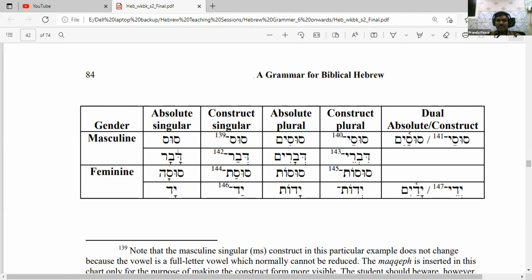Now, what is the plural form of davar? Devarim. This we have learned in chapters 8 and 9. Now if I have to put this devarim into the construct state, it will be devre. Say after me, devre. Again, this hireq yod and mem sofit will turn to sere yod.